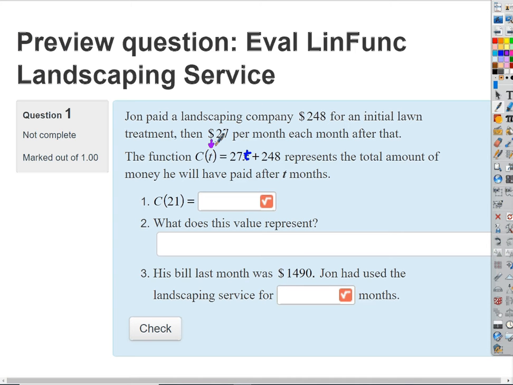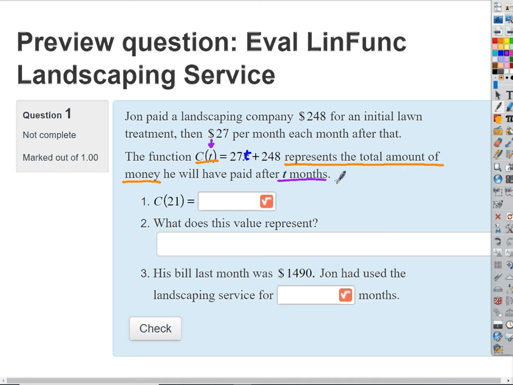What does t stand for? It's months, okay? So it's time measured in months. How long has he had this contract, I guess? What does C stand for? The bill. Yeah, and I want you to see this connection here. It says the function C of t represents the total amount of money he will have paid after t months. It's t that's the input variable, right?